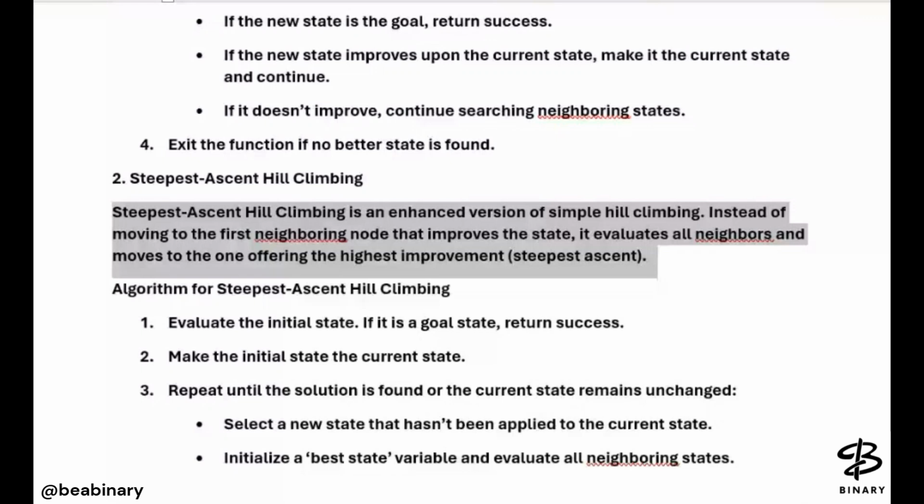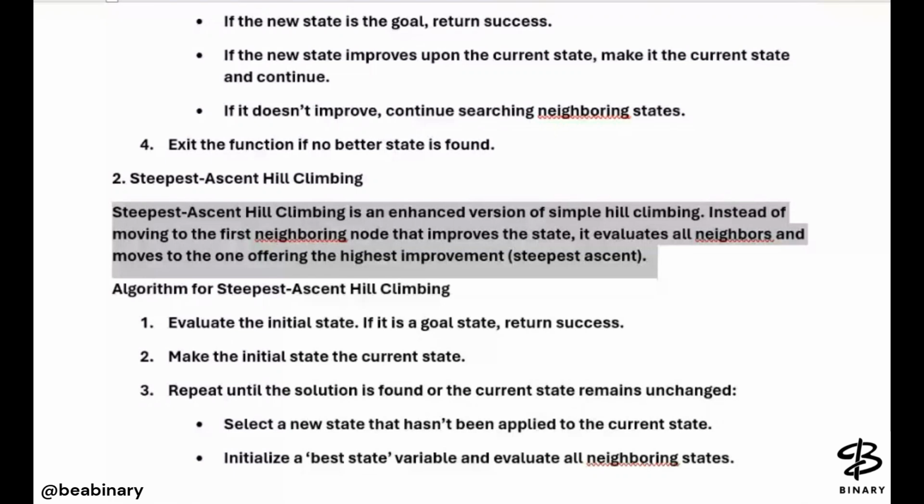What will the simple hill climber do? It will simply look for the first neighboring state, and if it is higher than the current state, it will move to the first neighboring state or the first neighboring node. But the steepest ascent hill climber will evaluate all the neighbors first and then choose the neighbor which offers the highest improvement. So how will steepest ascent hill climbing work? What are the steps under steepest ascent hill climbing?